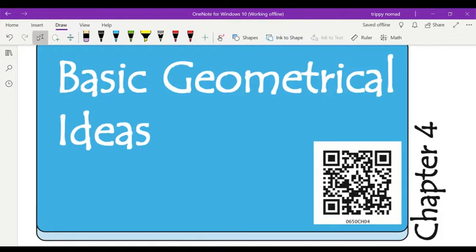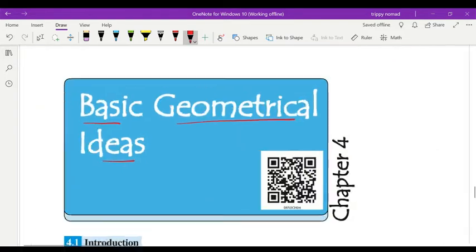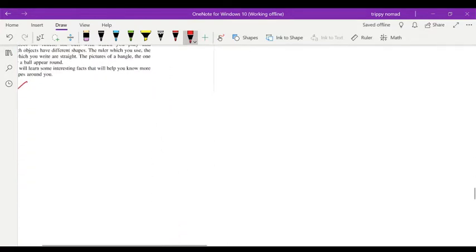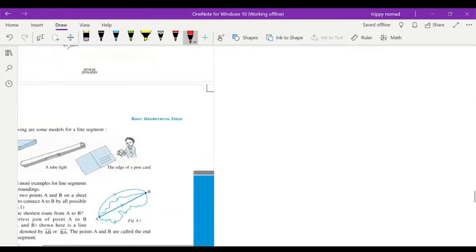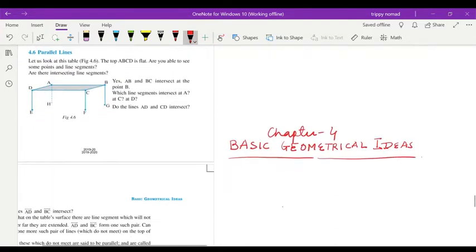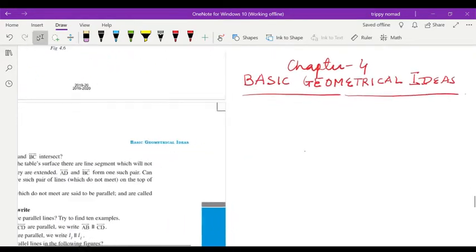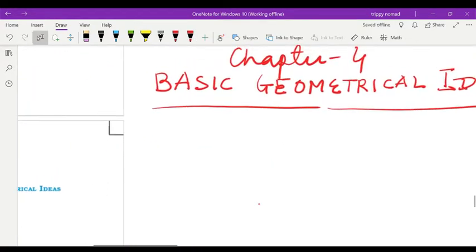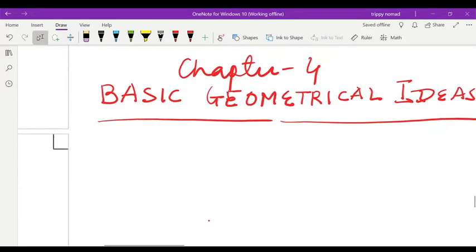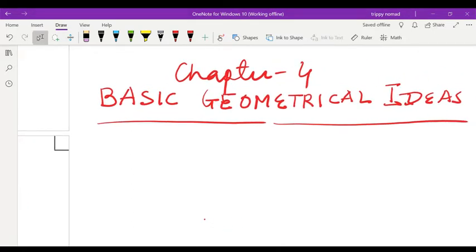Today we are going to start chapter number 4, Basic Geometrical Ideas. The name of the chapter is Basic Geometrical Ideas. Before starting the exercise sums, let us discuss a few terms used in this exercise. The first term: what is a point? The second one is line. And third, line segment, intersecting lines, parallel lines, and so on, and ray.